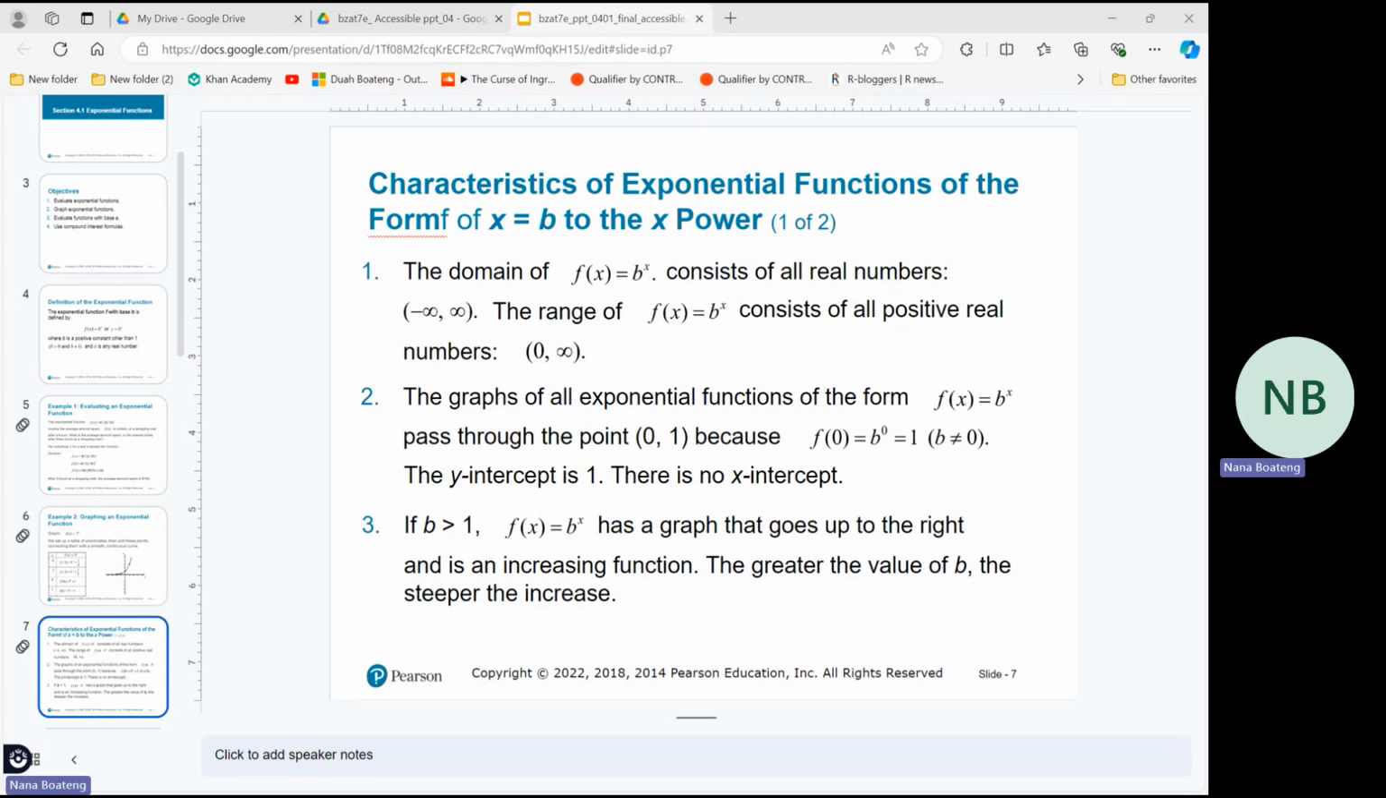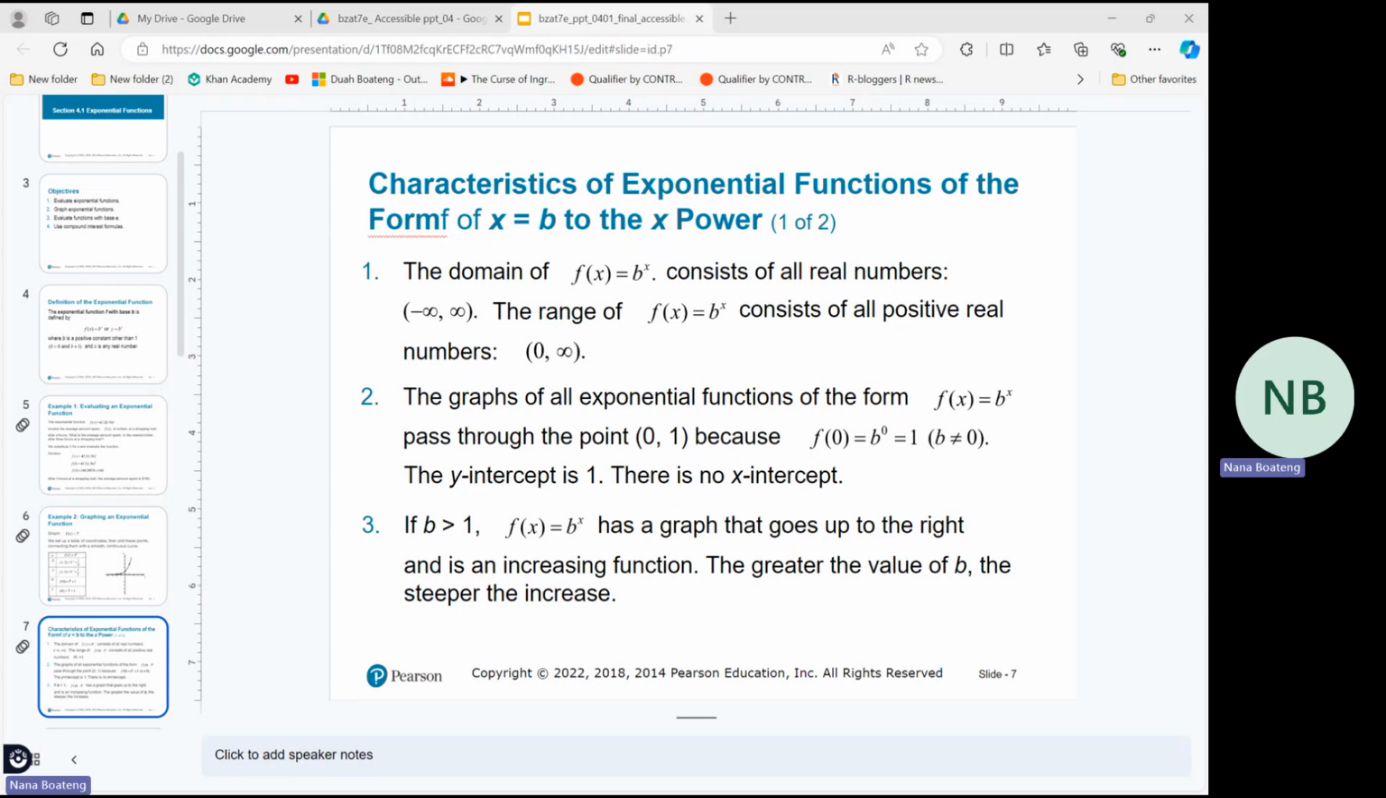And so for the graphs of f of x equals b to the x, if you remember from what we just drew, it always passes through the point (0, 1). Whenever x is 0, f of x is 1, because b to the power 0 gives you 1. So the y-intercept is 1, and there is no x-intercept. The graph doesn't cross the x-axis.